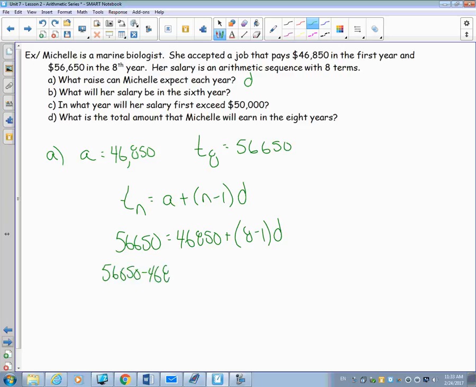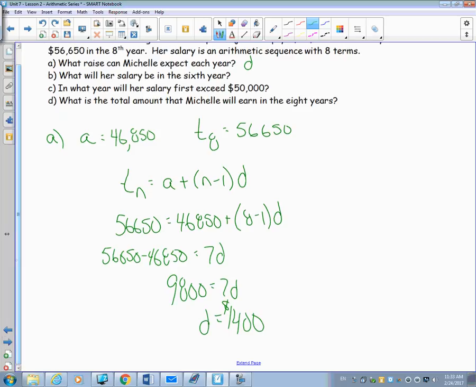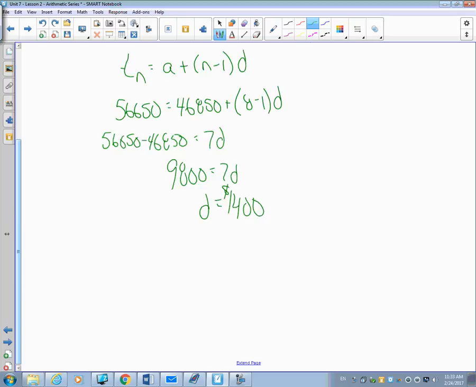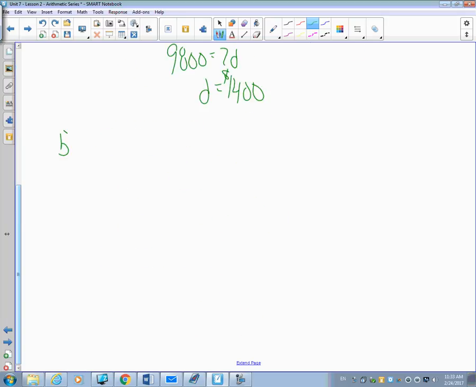So set up our equation. Got 7d on that side now. If we subtract, we get 9,800 is 7d. And if we divide by 7, d is 1,400. There's her raise, her difference in each year. What will her salary be in the 6th year? So again, we're looking at terms of the sequence. So we're asking for term number 6, the 6th year.